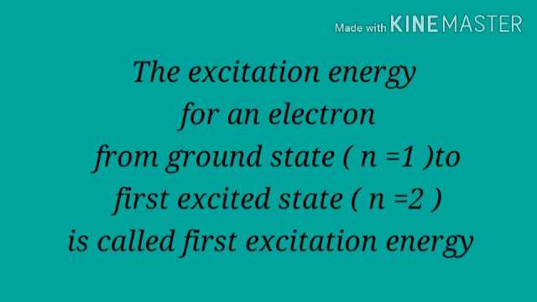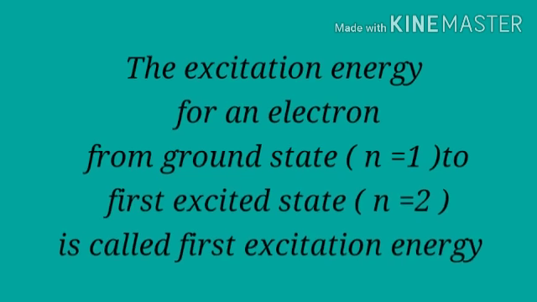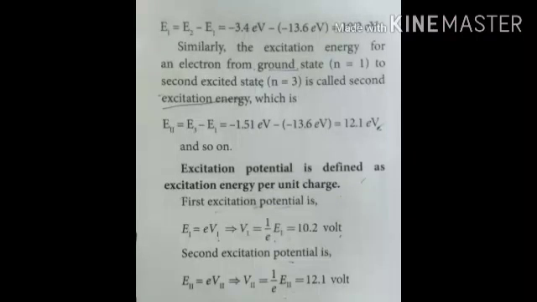Now we are going to find the first excitation energy and second excitation energy by the value of n. For the first excitation energy, n is equal to 1 and n is equal to 2. Excitation energy means the energy required to excite an atom's electron from the ground state to the first excited state. That means first state to second state. We write E1 is equal to E2 minus E1. We know the energy values: minus 3.4 minus of minus 13.6 electron volt, it will come 10.2 electron volt.